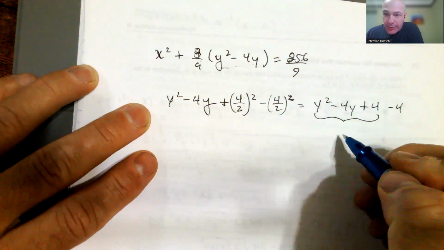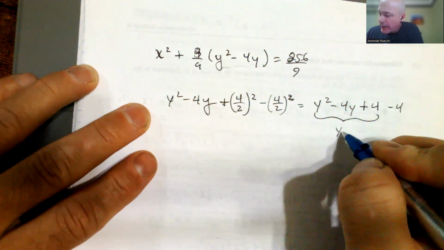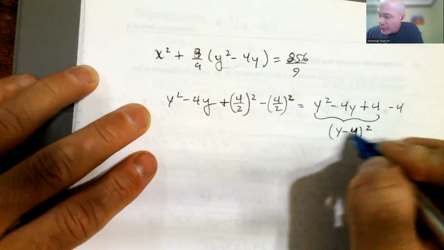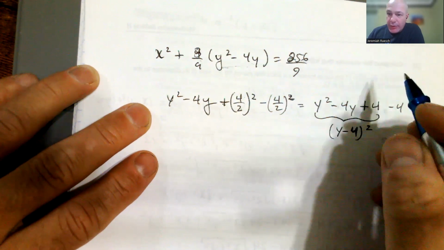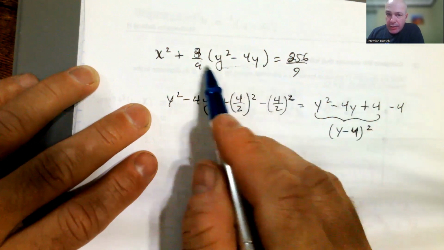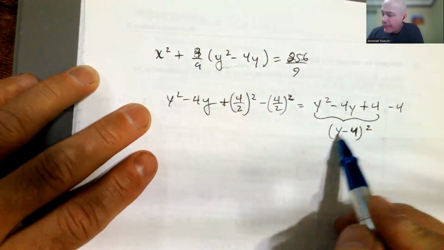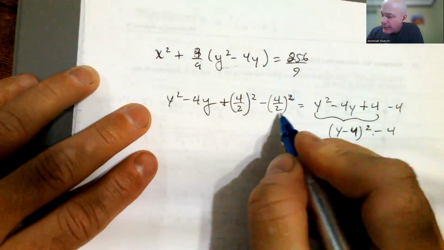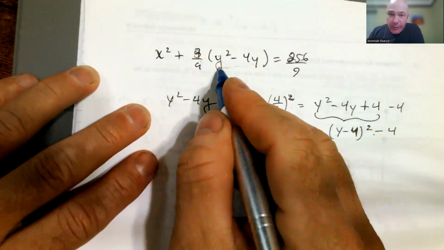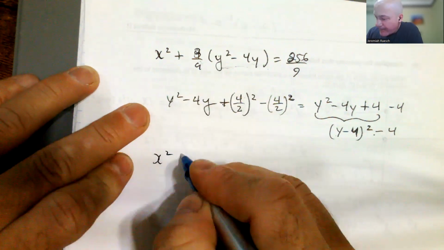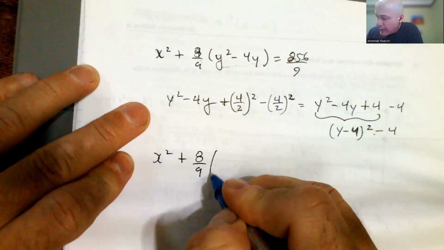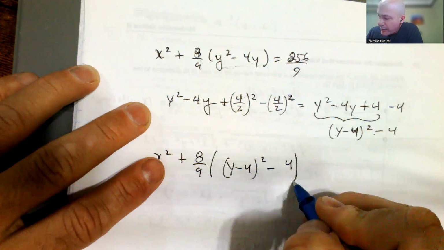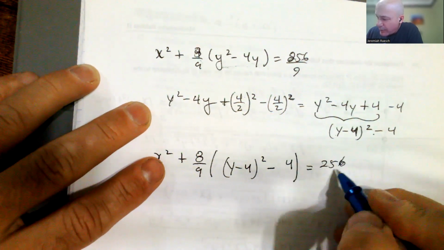Now, this right here is a perfect square. It's y minus 2 quantity squared. And if you multiplied this whole term out, you would get exactly that. Okay. So this thing right here, ignoring that for a second, is going to be this minus that. So this whole thing is equivalent to this. Okay. So let's go back up to this and now worry about that. So we have x squared plus 8 over 9, and then I have y minus 2, quantity squared, minus 4 equals 256 over 9.